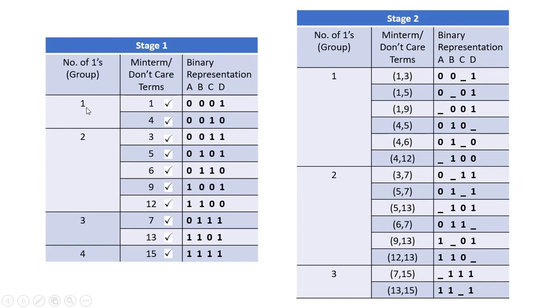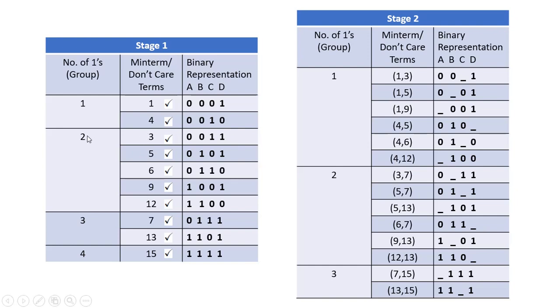Suppose this is the nth group, so the n plus 1 group will be this. So we will compare each of these minterms with the minterms of the next group. So 1 will be compared with 3, then 5, 6, 9 and 12. After that, similarly 4 will be compared with 3, then 5, 4 will be compared with 6, 4 with 9, 4 with 12.